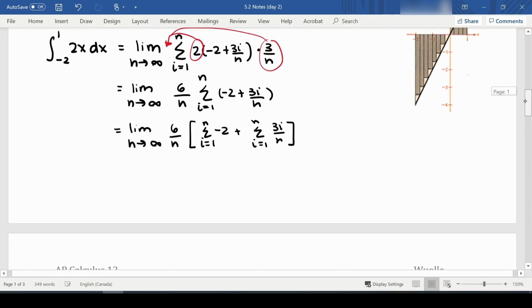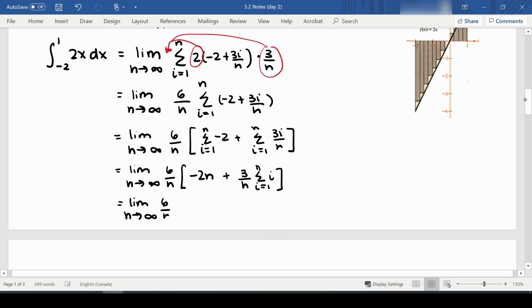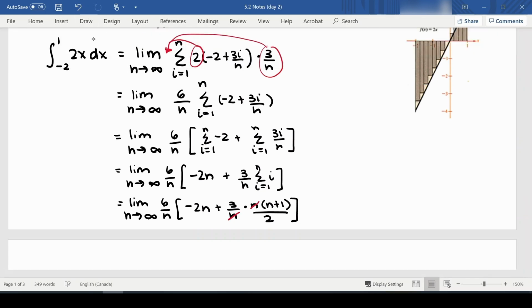And now we need all of our information about sigma notation to break these up. We know that the sum of a constant is that constant times n. This 3i over n, we can take the 3 over n out and have the sum from 1 to n of just i. And then we can take the sum of i, which we know to be n times n plus 1 over 2. And then we can simplify. So we can have these n's cancel out.